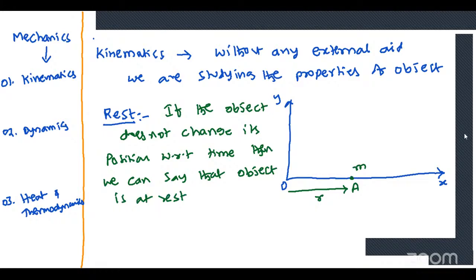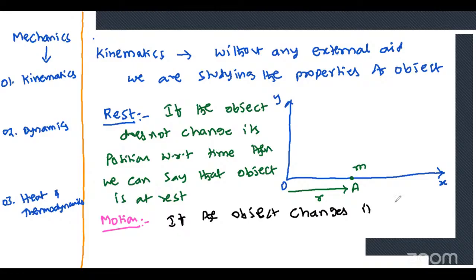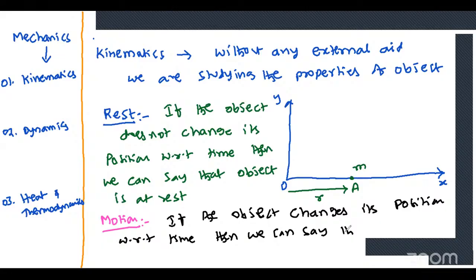Similarly, motion. If the object changes its position with respect to time, then we can say that the object is in motion.